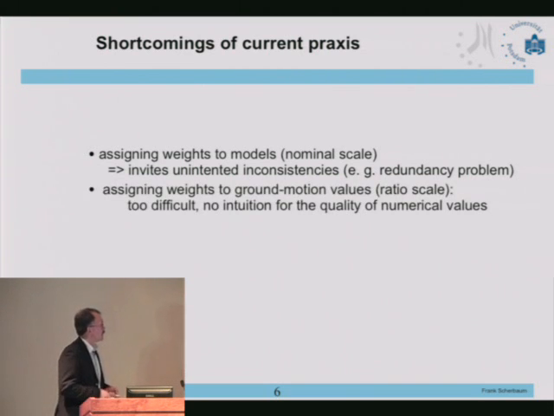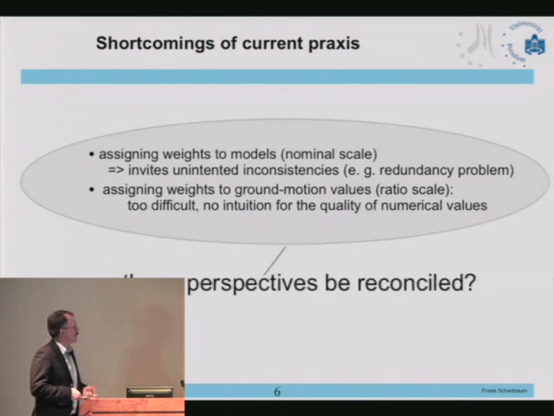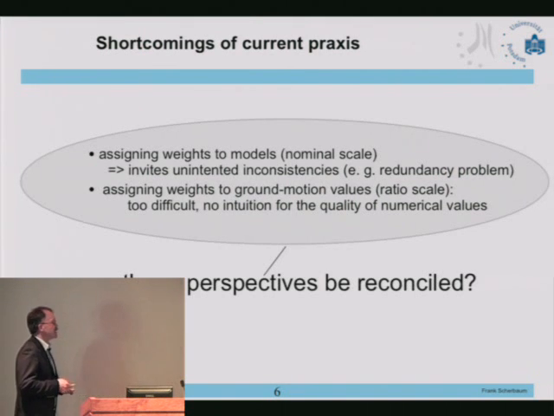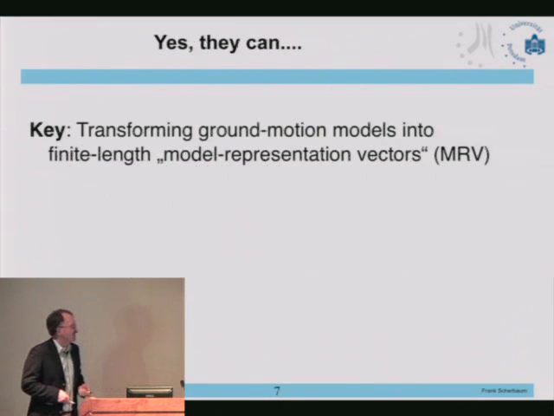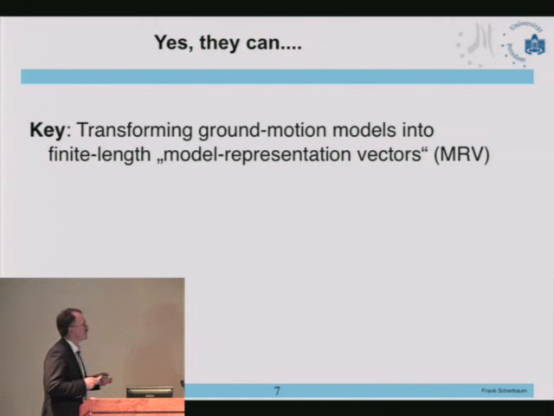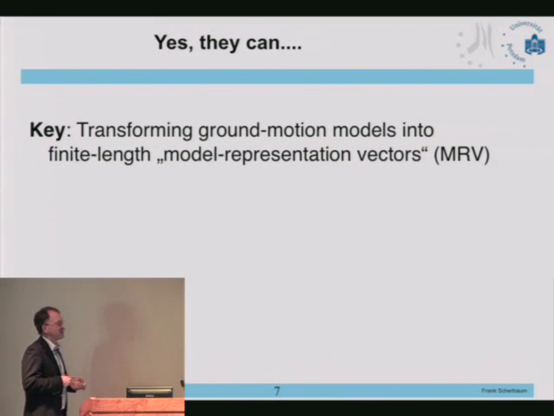On the other hand, assigning weights to ground motion values, this would be on a ratio scale, is too difficult. There's no intuition for the quality of a numerical value. And the question I want to address is, can these 2 perspectives be reconciled? And I believe, yes, they can, if we perform a simple transformation, if we make a simple trick, namely if we transform ground motion models into finite length model representation vectors.